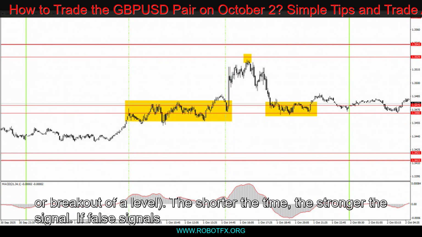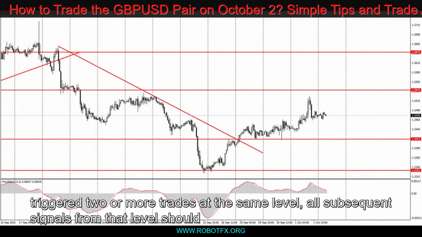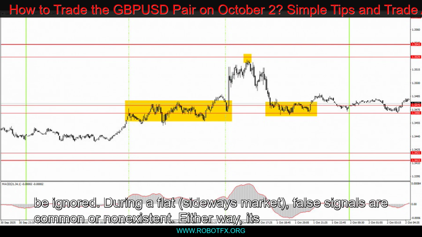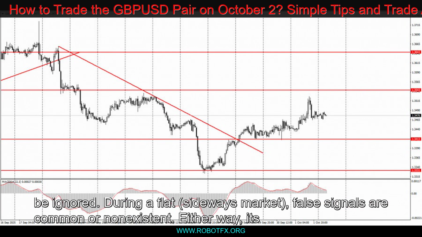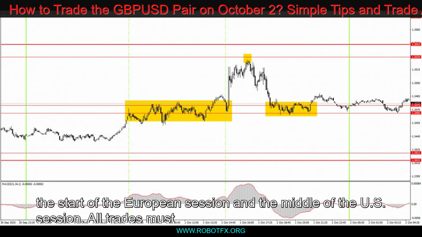If false signals trigger 2 or more trades at the same level, all subsequent signals from that level should be ignored. During a flat sideways market, false signals are common or non-existent. Either way, it's best to stop trading at the first sign of range-bound movements. Trades should be open between the start of the European session and the middle of the US session. All trades must be manually closed after that time.